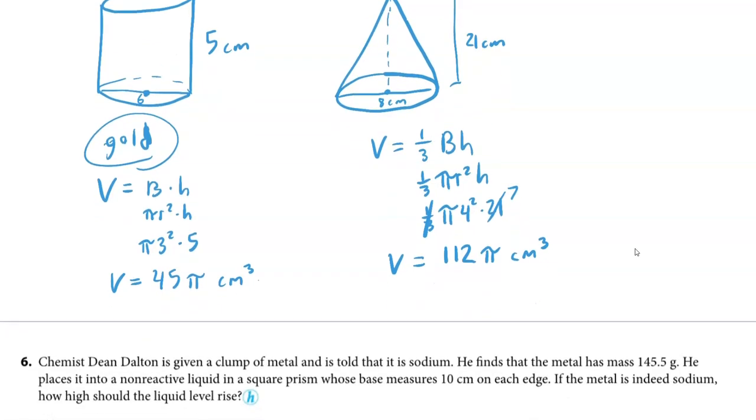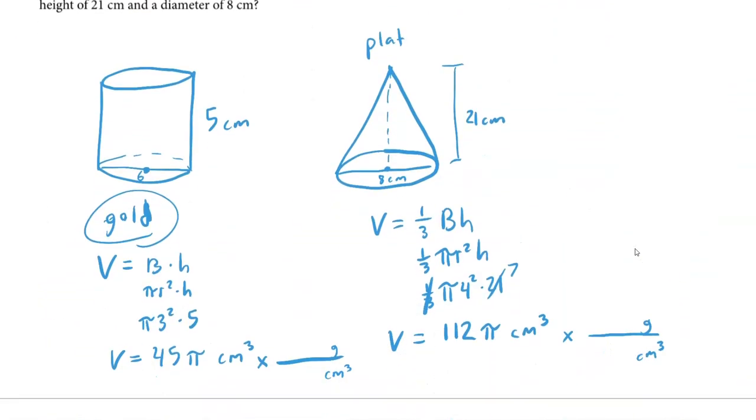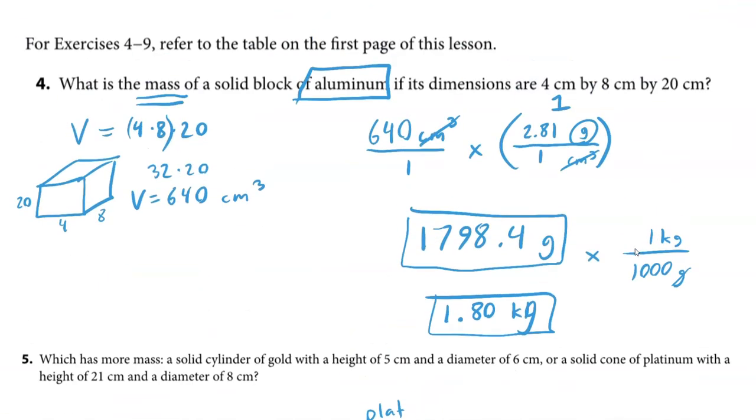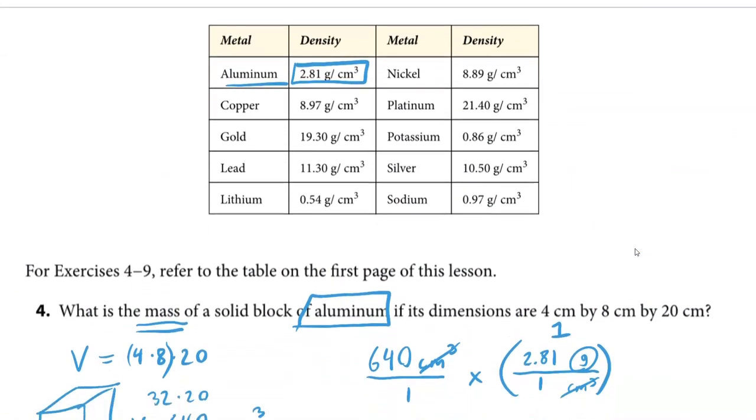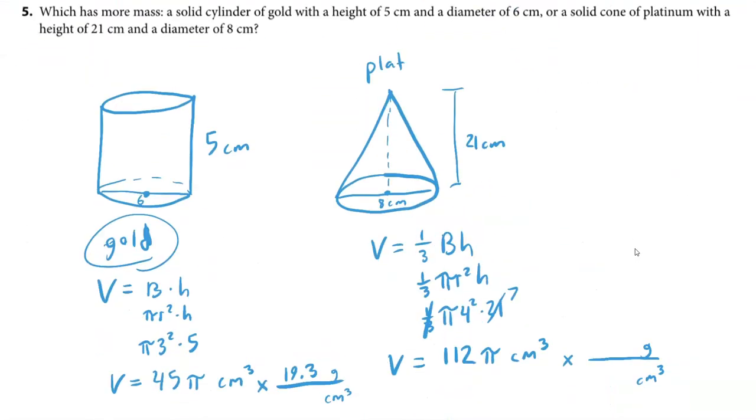So the big idea here then is unit conversion. How many cubic centimeters are equivalent to grams? And same thing over here. How many cubic centimeters are equivalent to grams? So I'm going to scroll up. So gold is 19.3 grams per cubic centimeter, and platinum is 21.4. So we don't even need to go any further.